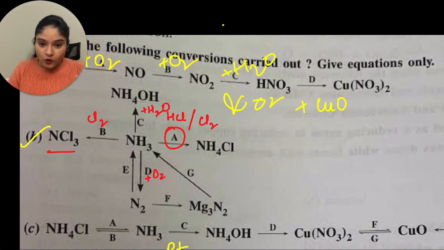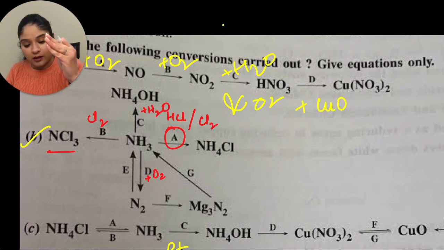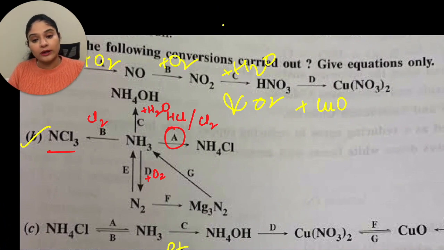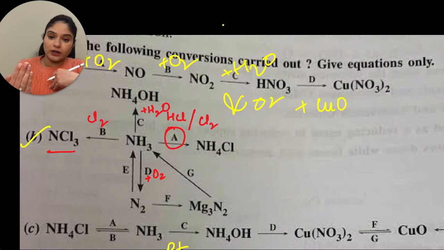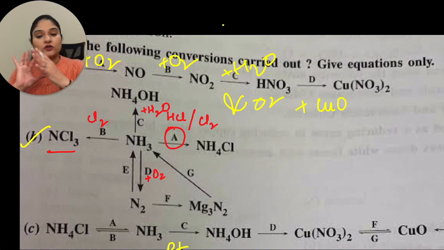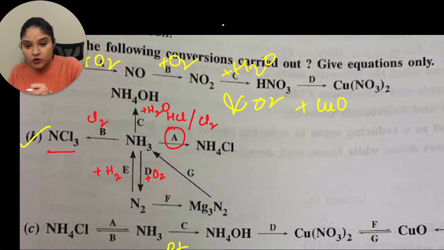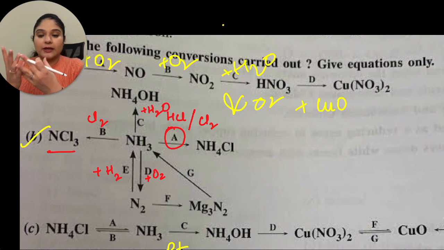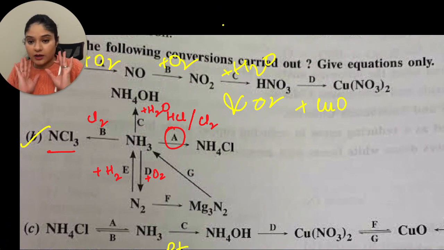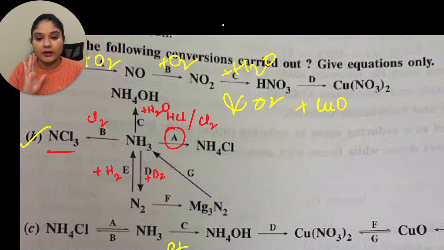Now from nitrogen, you're supposed to get back to ammonia. So what will you do there? This is your basic Haber's process reaction. Nitrogen plus hydrogen gives you ammonia, but you have to make sure that you mention all the conditions. So in this case, just add hydrogen to nitrogen, you end up getting ammonia, the Haber's process reaction. Okay, we are done till E. After that we come to F.